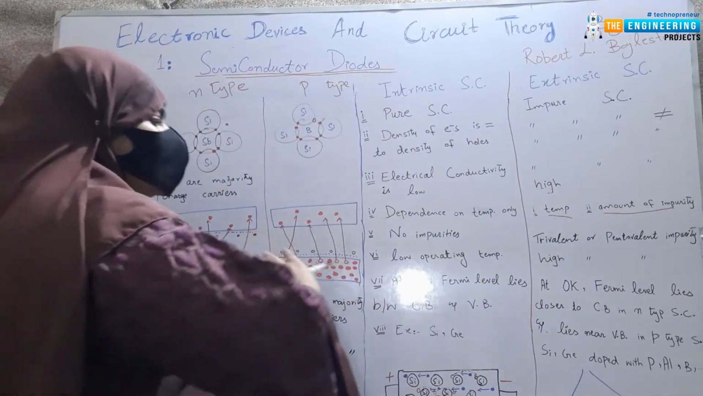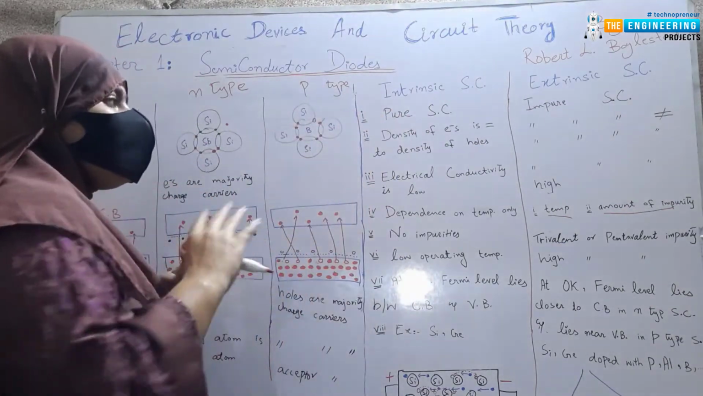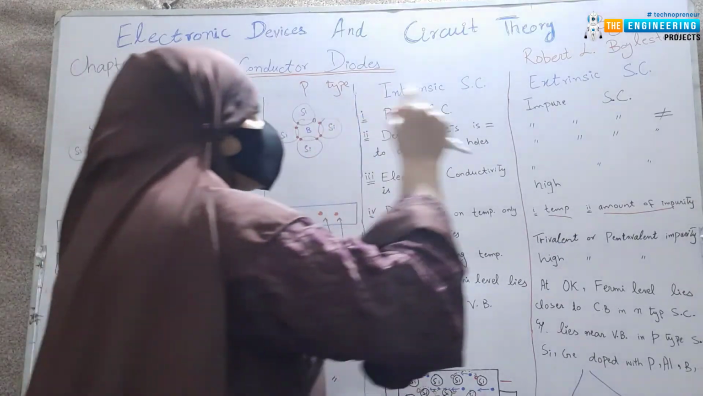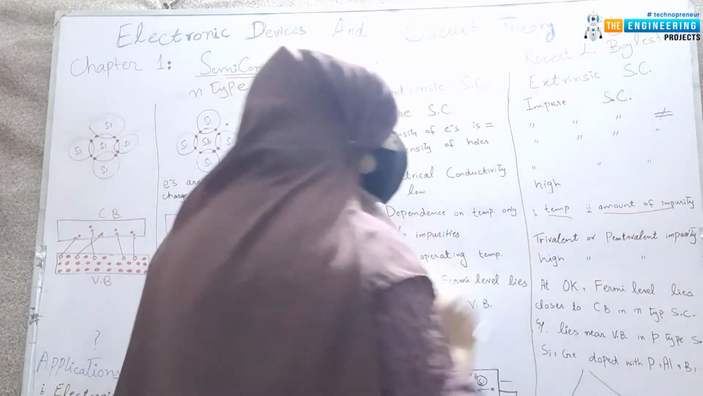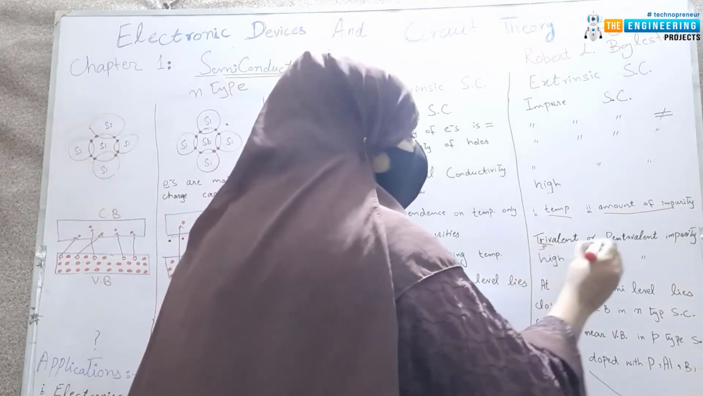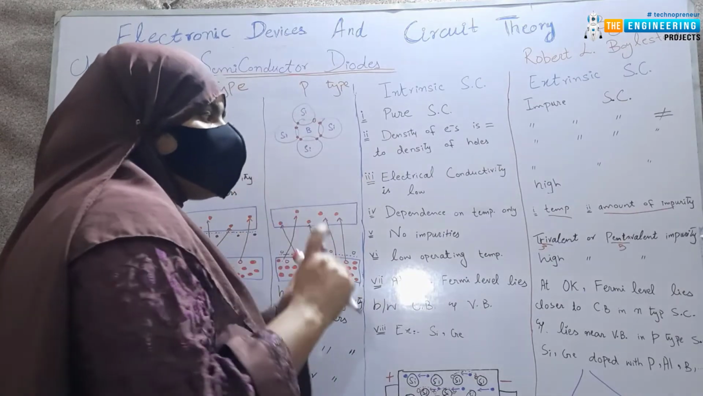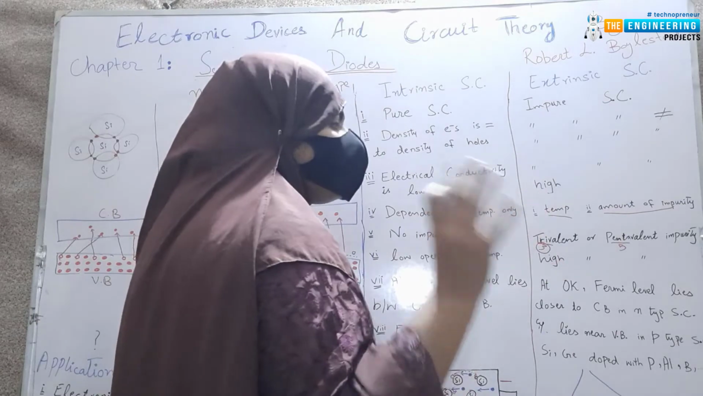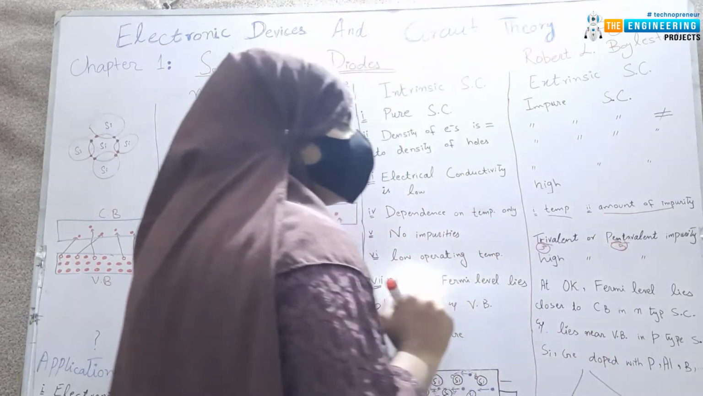Number 5 point is no impurities. In intrinsic semiconductor, these are pure, so no impurities will be added. But in case of extrinsic semiconductor, we add trivalent or pentavalent impurity. Tri means 3, penta means 5. So, an atom which has 3 valence electrons will be called trivalent impurity, and an atom which has 5 valence electrons will be called pentavalent impurity.